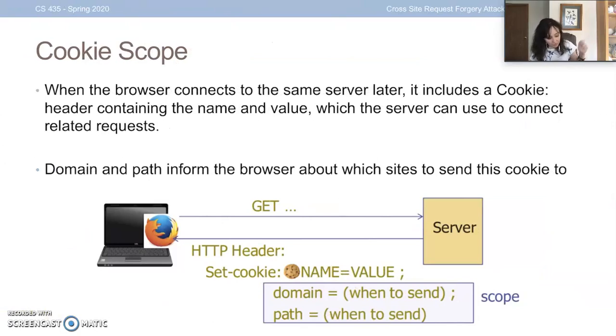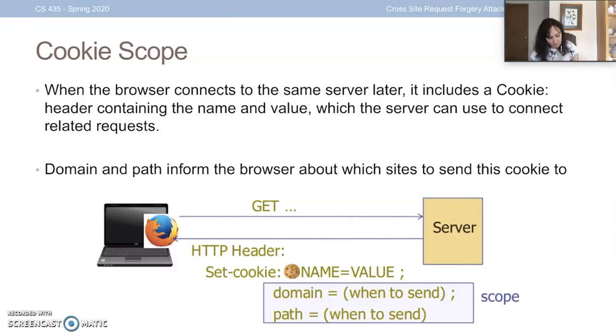Anyway, later on, when the browser connects to the same server, so you went to http www.pacificu.edu one day, you go sometime later, if you use the same browser, you connect to that website, actually even if you use a different browser, the cookie that was created, that was sent back by the server on the previous slide, is now going to go to the server and contains the name and the value, which the server can then use to connect related requests. It can use that information.